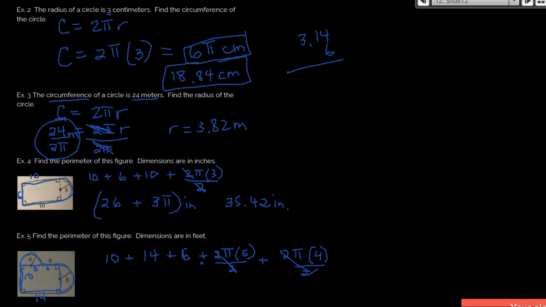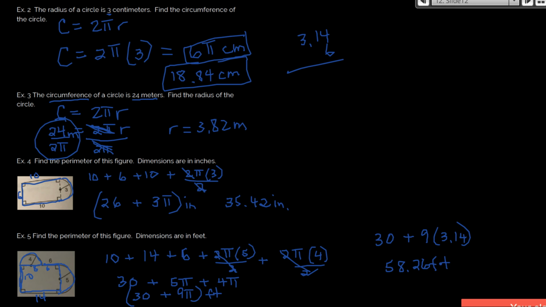If we add up our numbers, we're going to get 20 plus 10 is 30, plus 5 pi plus 4 pi. If you want to leave the pi's in the answer, well, that'd be 9 pi, right? 30 plus 9 pi, and we put parentheses around it, and it's in feet, so we're going to put it in feet. If you want to multiply it all out, you can do that. So you get 30 plus 9 times 3.14, and that is going to be 58.26 feet. And those are the 2 different ways you can write your answers.